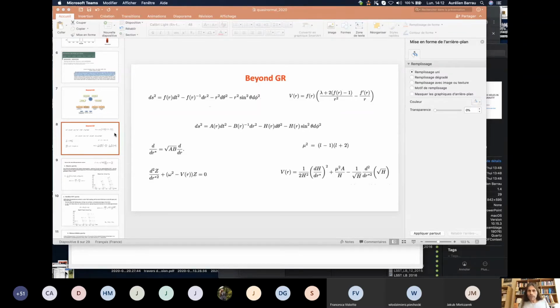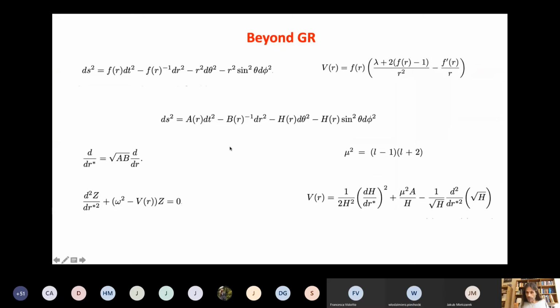So here I've written a generic metric with a function f, which is not necessarily Schwarzschild, and we can compute the associated potential. And thanks to this potential, which depends analytically on f, we can evaluate the quasi-normal modes. You can play the very same game for an even more general metric with different functions a and b in front of the temporal and radial parts, and even in front of the angular part. Then the calculations are a bit more involved.